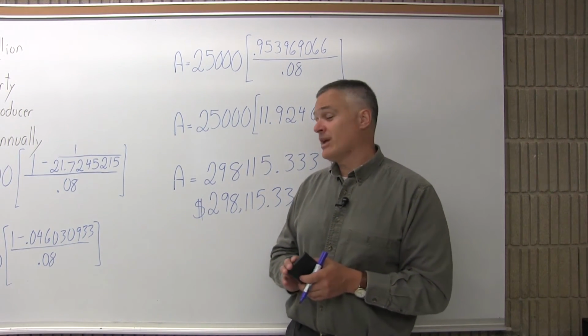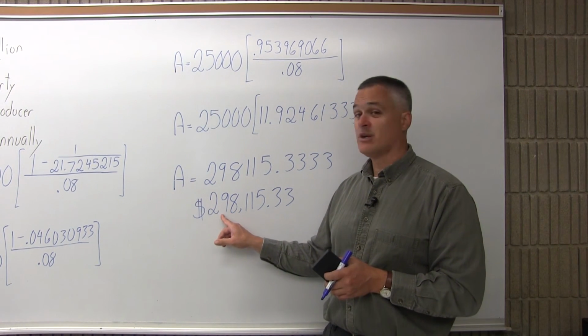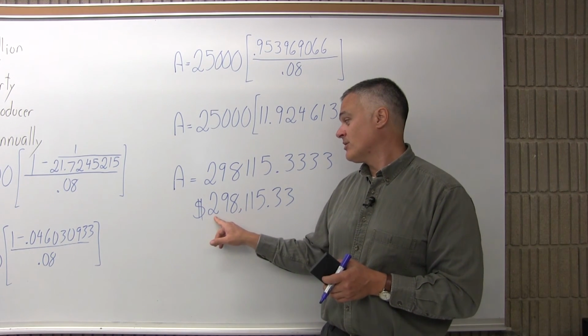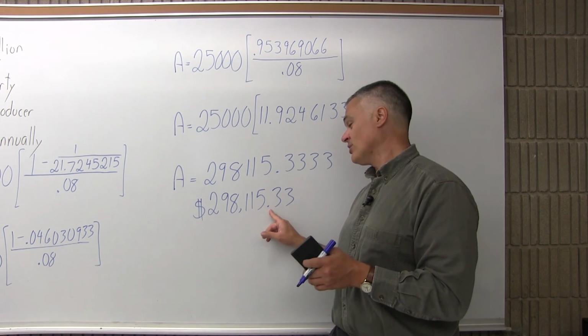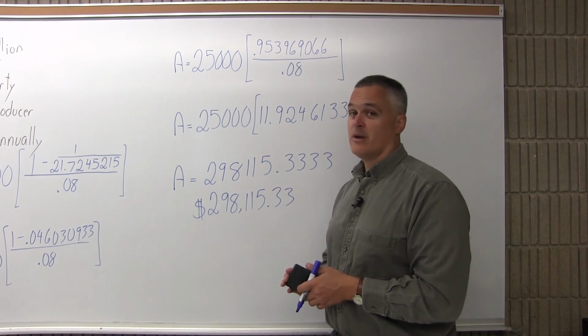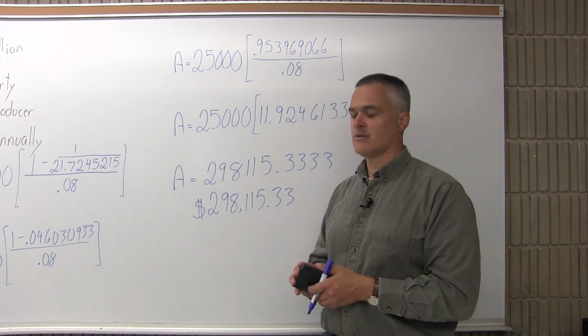But that takes 40 years, and the rest of the money between the almost 300,000 and the 1 million comes from the interest that the $298,115.33 earns over that 40-year period. Even though you're taking out 25,000 a year, it's still going to make a lot of interest in 40 years.